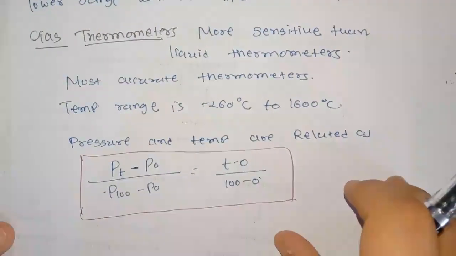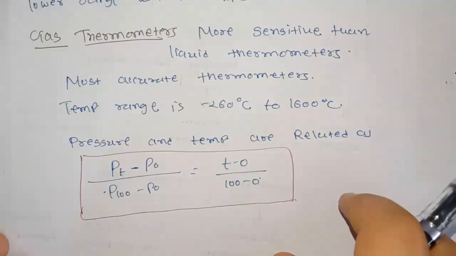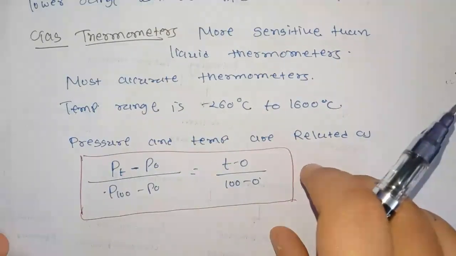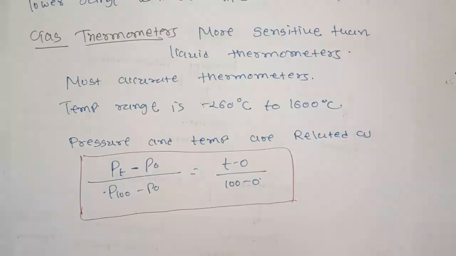The second one is the gas thermometer. The gas thermometers are more sensitive than liquid thermometers, as the expansion of gases is more than that of liquids. They are the most accurate thermometers and hence are utilized to calibrate all secondary thermometers. All the secondary thermometers are calibrated by using the gas thermometers.